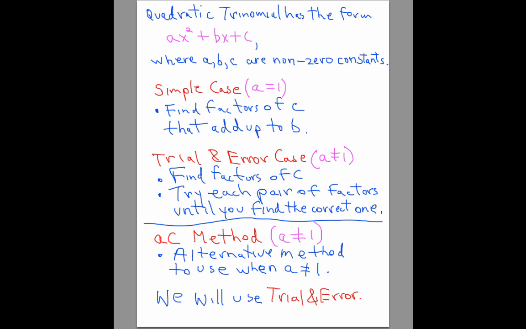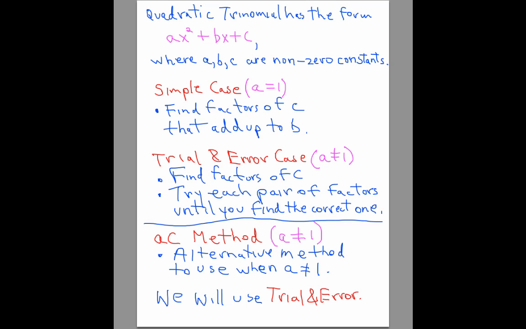Now a quadratic trinomial has the form ax squared plus bx plus c. X is of course the variable, and a, b, and c are all non-zero, and they're all constants. Constants being just regular numbers. See, a cannot be 0 because if a is 0, then the x squared term would drop out. And if any of these a or b or c are 0, then we would not have a trinomial.